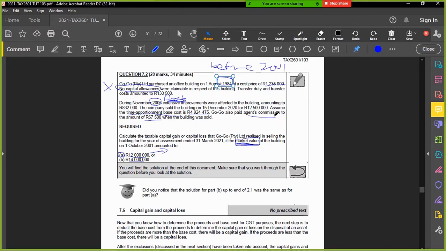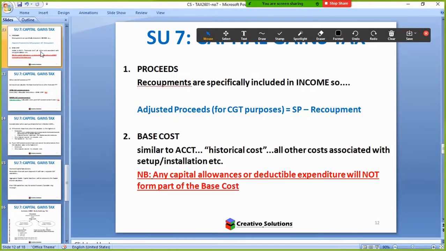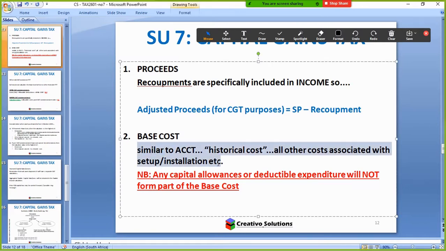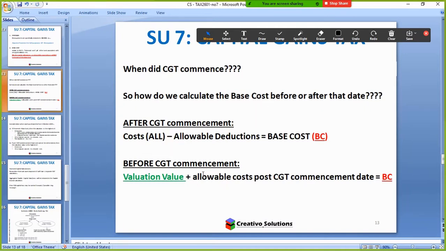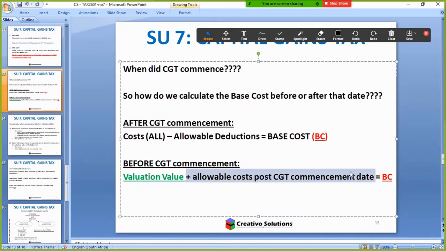That will give you 1.368. Okay, all right. So you've got that bit. Do you agree? Yes. All right, that's what you've got. Do you agree? Yes. Okay, so now that you have that figure, did we have any costs after CGT?